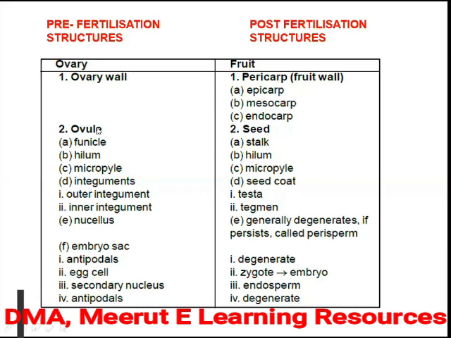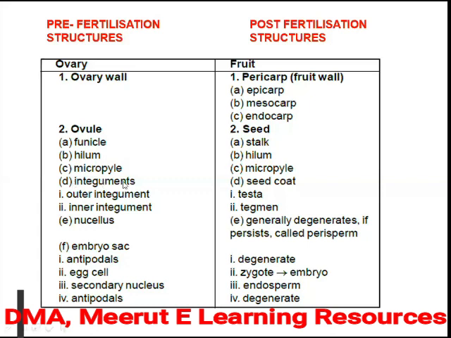Now the ovule is going to convert into seed. The funicle is going to convert into seed stalk. The hilum remains as hilum. It looks like a scar when the stalk gets detached, then a scar-like structure is seen in the seed. That is called hilum. The micropyle remains as micropyle, through which water and dissolved oxygen enter into the seed so that the embryo can develop.